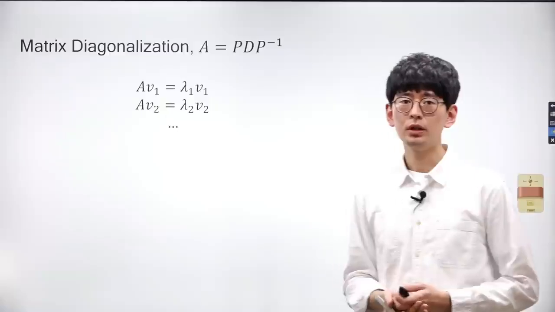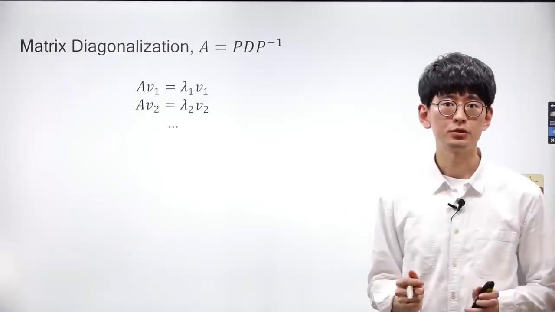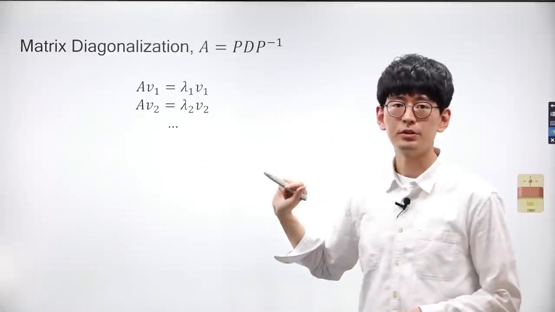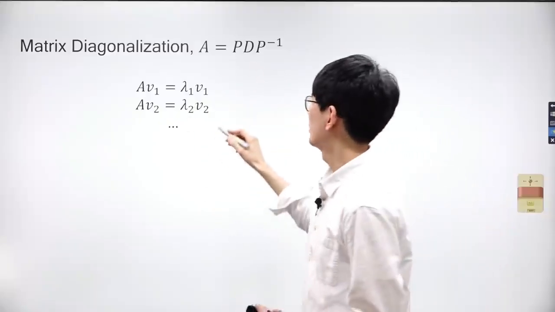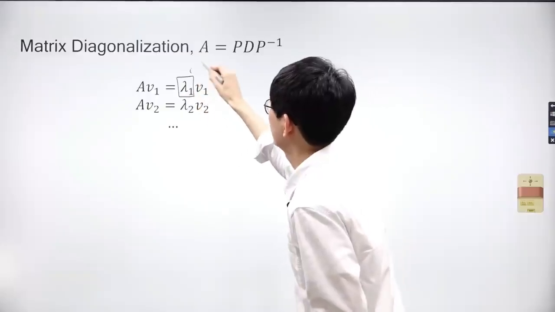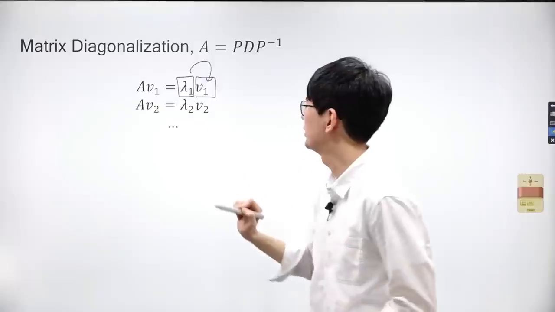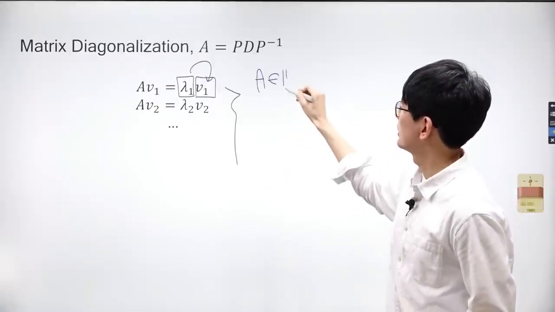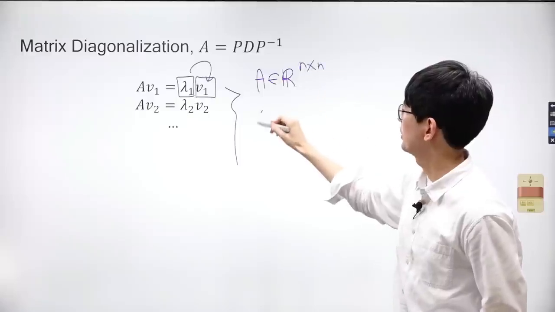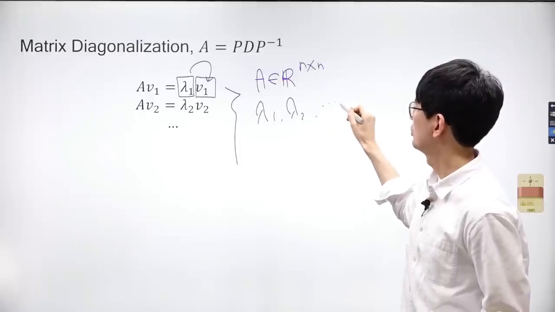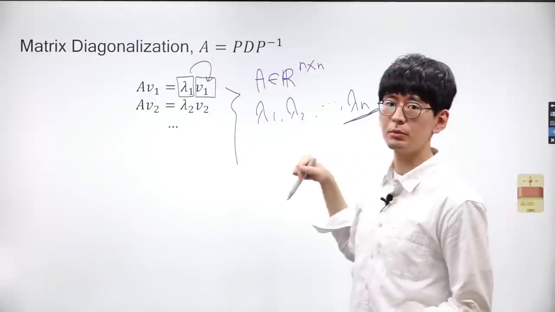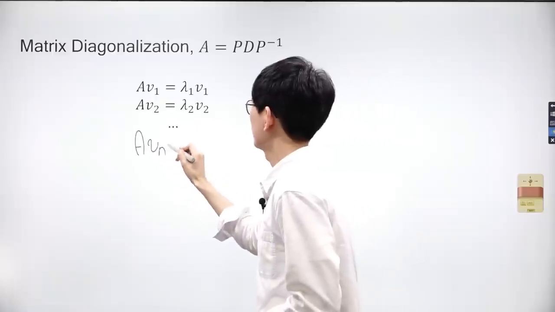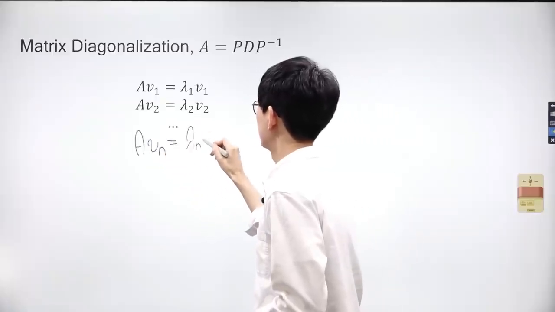Matrix diagonalization is a key concept that underscores the importance of understanding eigenvalues and eigenvectors. Let's delve into the diagonalization process. For each eigenvalue of a matrix, there exists a corresponding eigenvector. If A is an n by n matrix, there can be up to n pairs of eigenvalues and eigenvectors. If Vn is an eigenvector of matrix A, then there exists an eigenvalue lambda n such that A Vn equals lambda n times Vn.